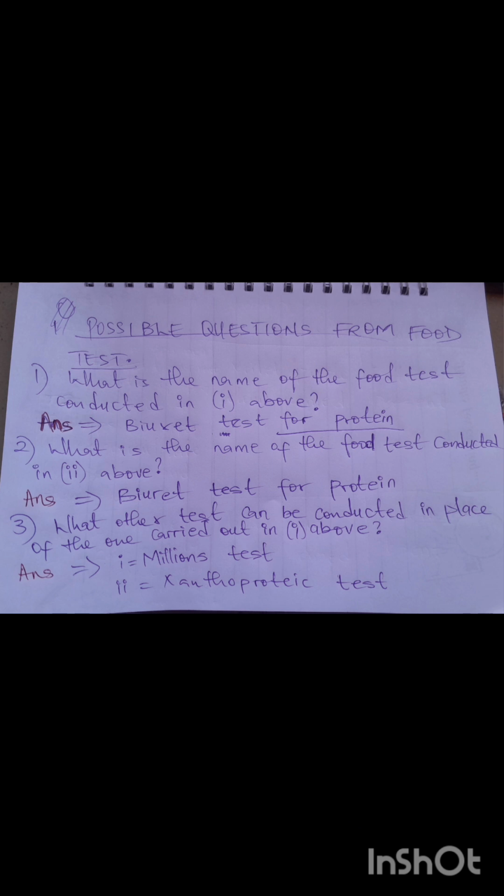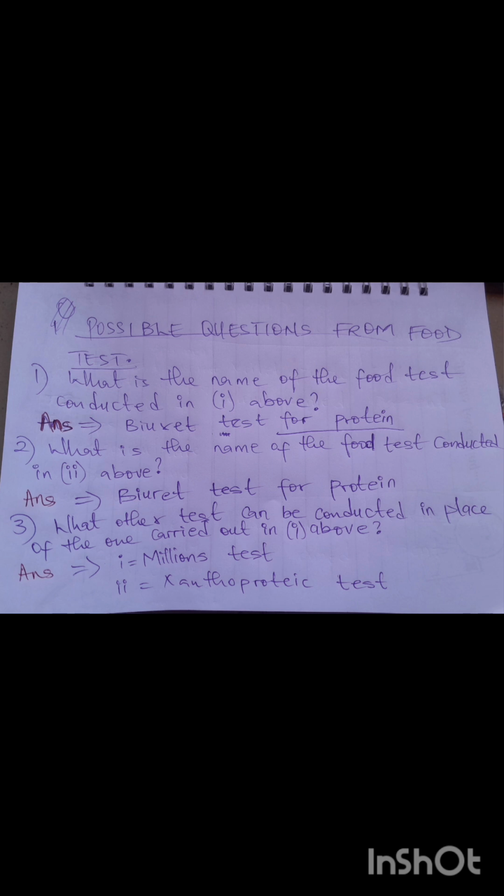Please do not write just Biuret test. It's not correct. If you write it like that, it's correct but not complete, and they might not give you your full mark. So the actual name is Biuret test for protein. Why is this so? Because that test called Biuret test is actually to test for the presence of protein. Are you following? That is when you use it.